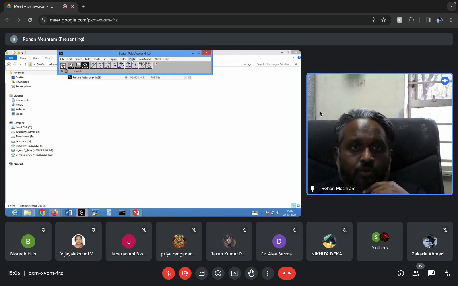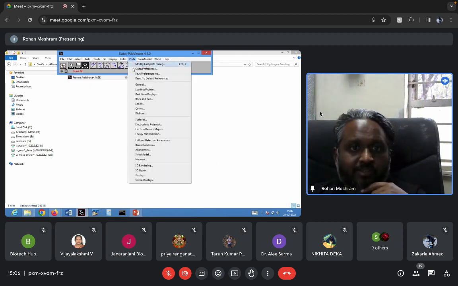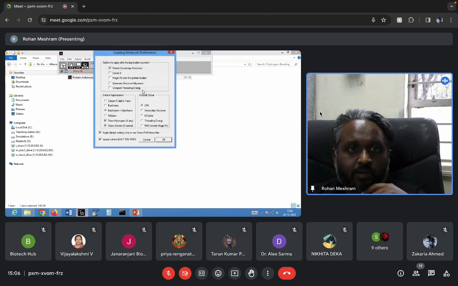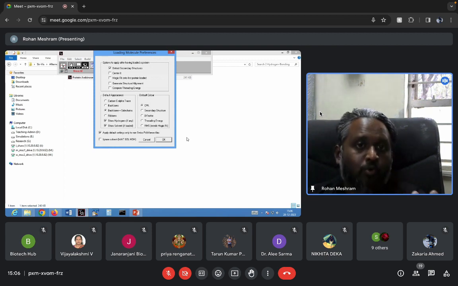So you need to modify the loading preferences. Okay, go to this preferences, then loading protein, and then by default this ignore solvent molecule is selected. What you need to do is to remove this selection so that whenever you load the molecule, if there are waters, then they would be present on display now. Okay.